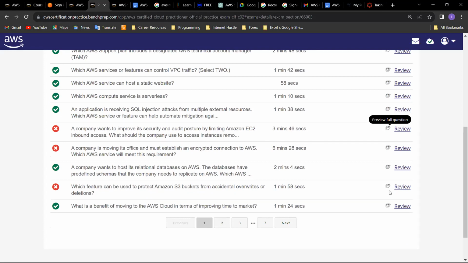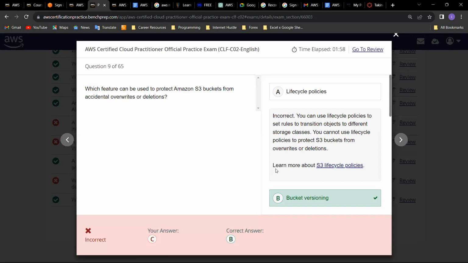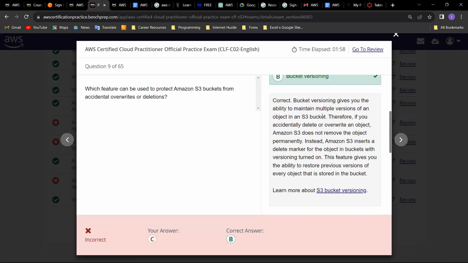Okay, and this one too. Question 9. Yeah, so somebody chose bucket versioning. Who was that? If you can come up, kindly come and explain. So which feature can be used to protect Amazon S3 buckets from accidental overwrites or deletion?